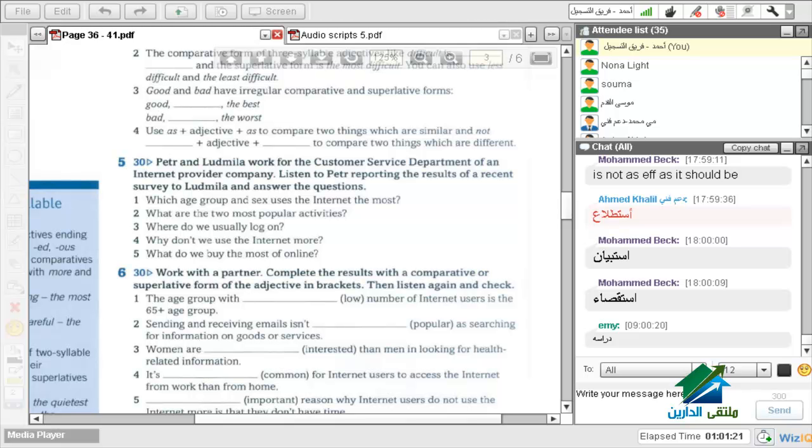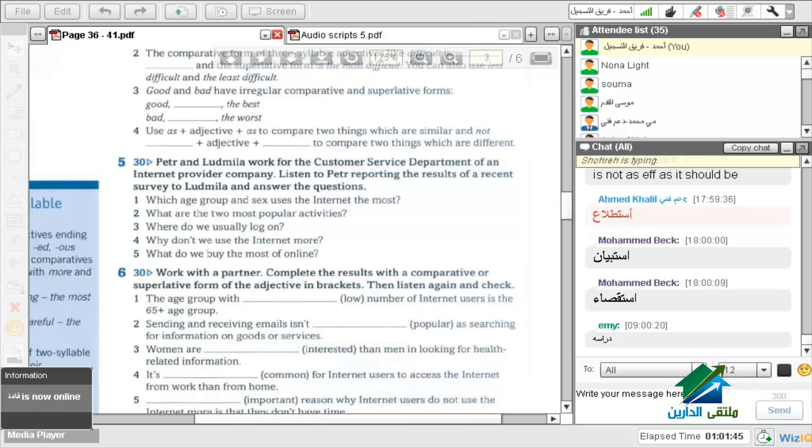That's true. And also, as you might expect, the most popular activity is searching for information about goods or services, which takes up 86% of our time online. The second most popular activity is sending and receiving emails at 85%. Generally, men use it more than women.